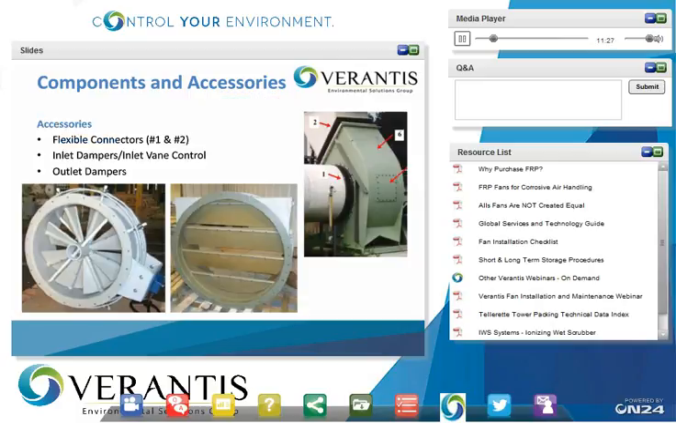Accessories. Again, we show flex connectors. You've seen it a couple of times. That shows how important it is.